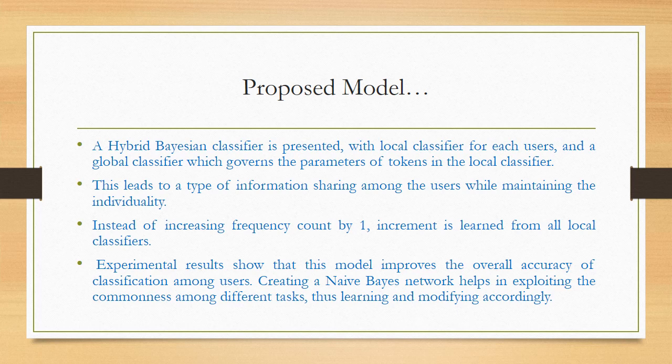In this project, instead of using a single classifier for all the users, multiple local classifiers and one global classifier are used. While training local classifiers, the frequency count for the token is incremented through the posterior probability calculation across all the users. That is, in the original model, the increment in the frequency table was constant. But in our project, we make use of the current knowledge of the classifier for further training.